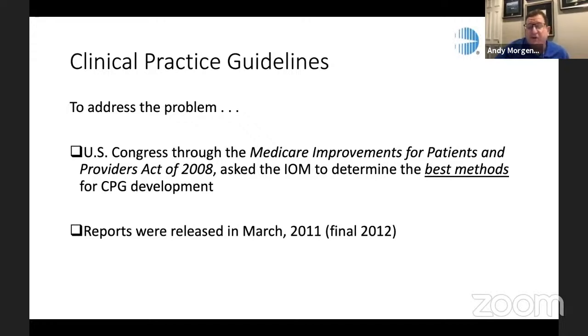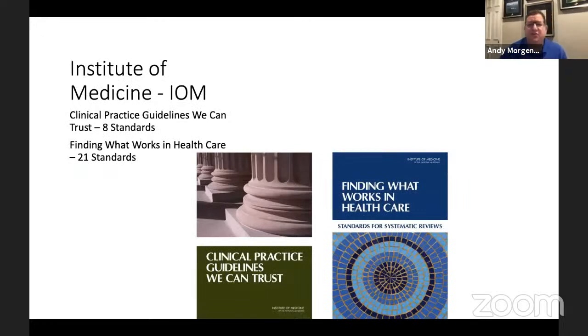Well, it took them 3 to 4 years to develop a process for how to determine and how to write a clinical practice guideline. That report was released in 2011, 2012, and they developed 2 books through the United States Institute of Medicine of the National Academies of Science. One of them was called Clinical Practice Guidelines We Can Trust, and these books are available.